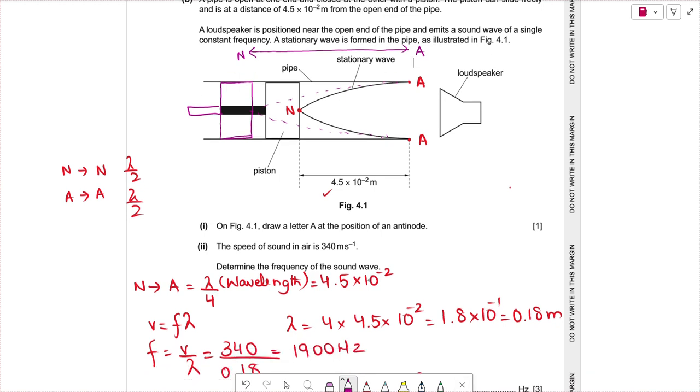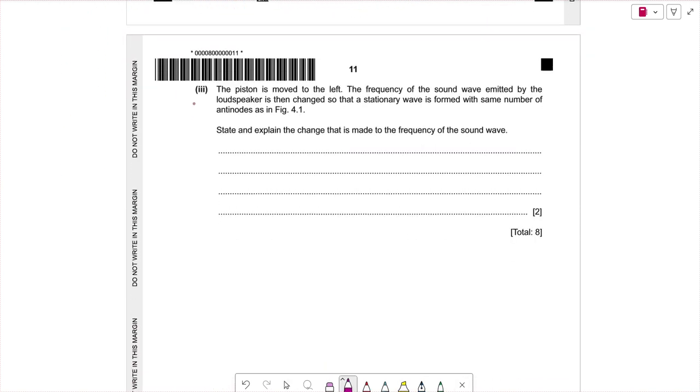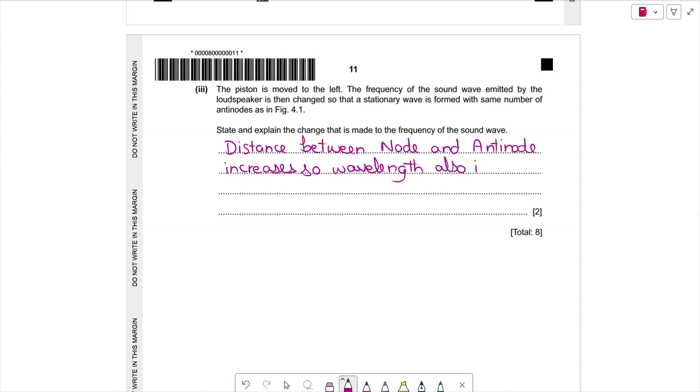If we increase this length between the node and the antinode, its wavelength will also increase. So we say the distance between node and antinode increases, so wavelength also increases. So we get 1 mark for this.